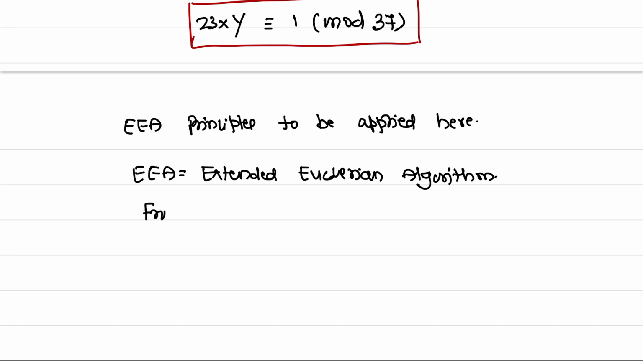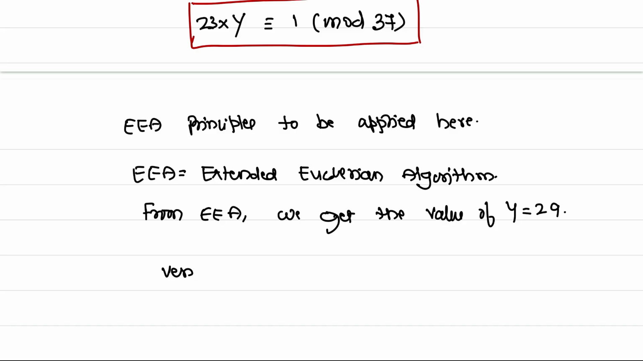From EEA we get the value of y as 29. How have we got this 29? Please refer to my earlier lecture. Try to understand how to get the value of the modular inverse. I have released 2 lectures on it. Please refer to them.